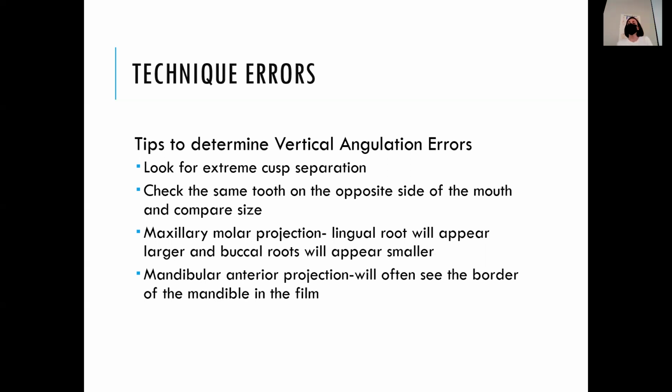Mandibular anterior projection will often see the border of the mandible. So sometimes you'll see the border of the mandible end, and then there'll just be dark space. And that's because maybe you've gone underneath too vertically, and so you're really zoning in on the bone here in the front. You want to come up a little bit more so you can get more of the chin and the actual real length of the teeth. But that's a common thing that is seen.